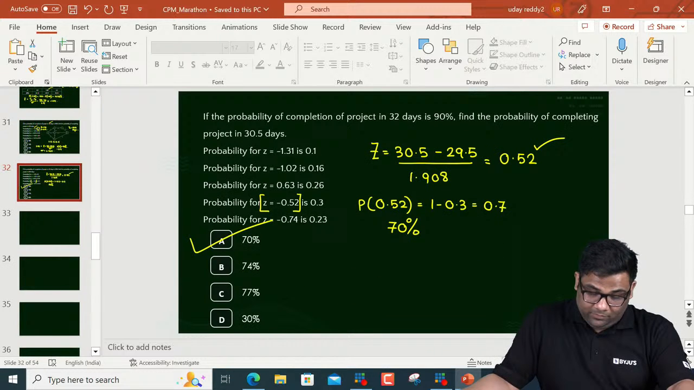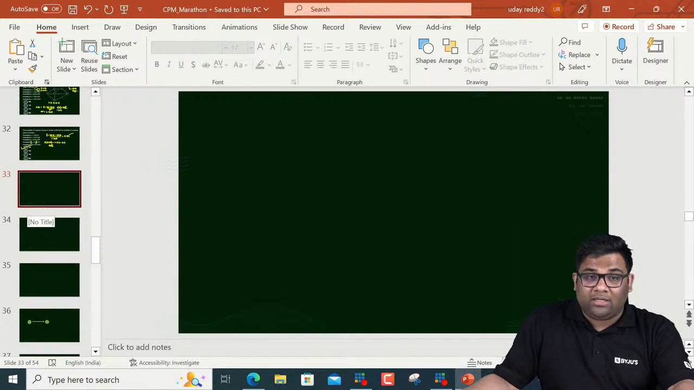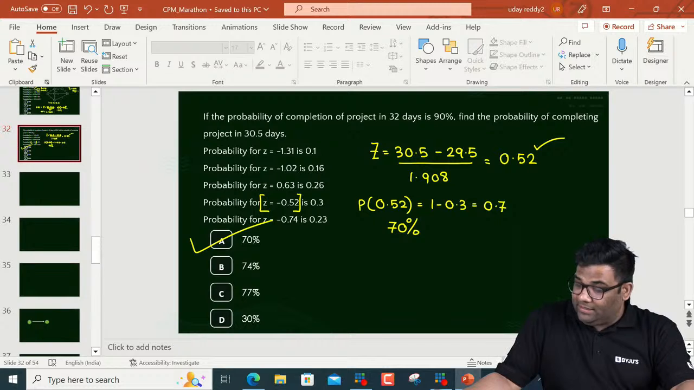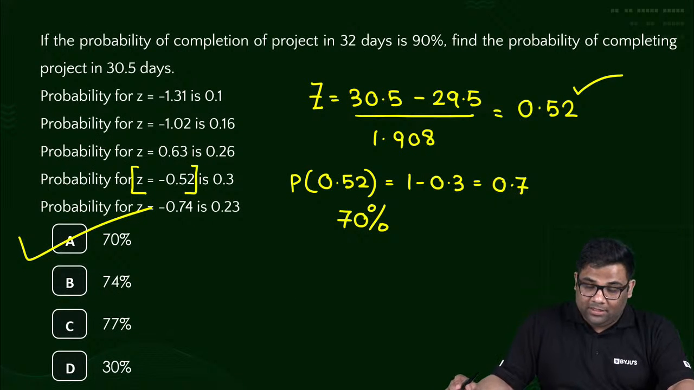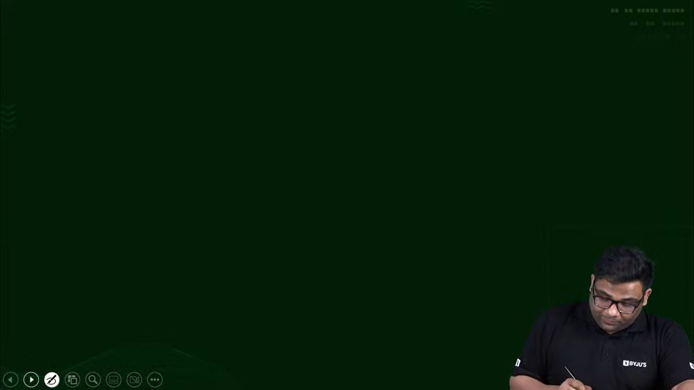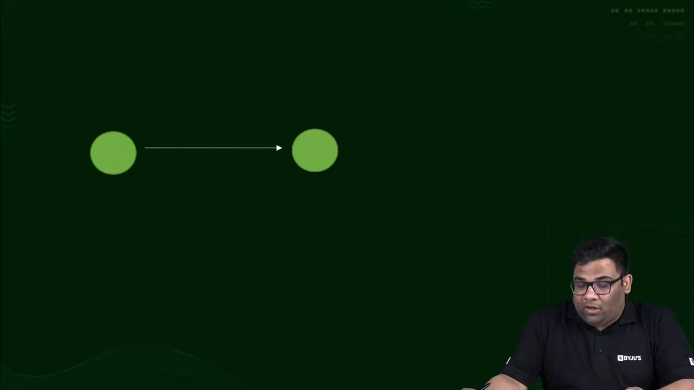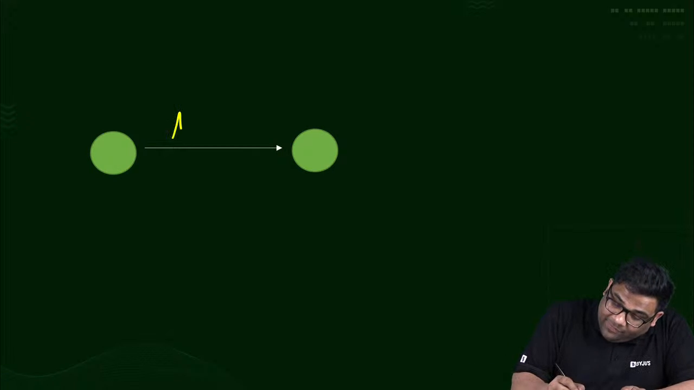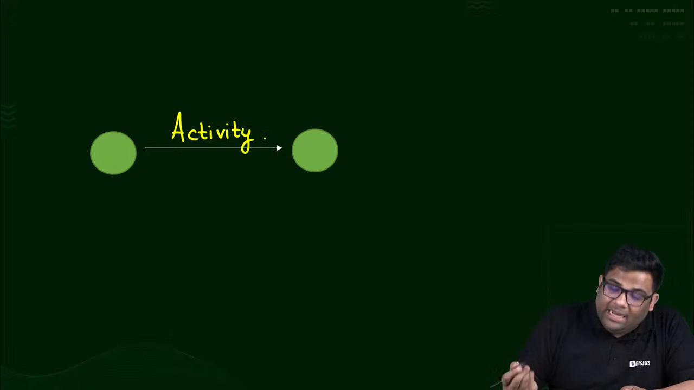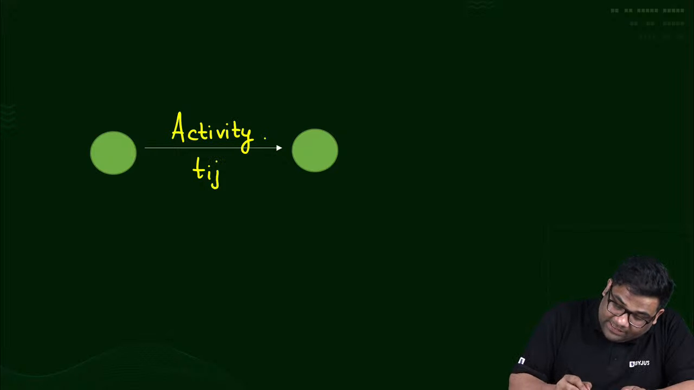Okay, very good. So now let us go to some more things, some theoretical things which they can ask in the examination. You see, there is something known as TL and TE of an activity. Suppose any activity is there, it will have a duration, Tij. That activity will be between two nodes, I and J.